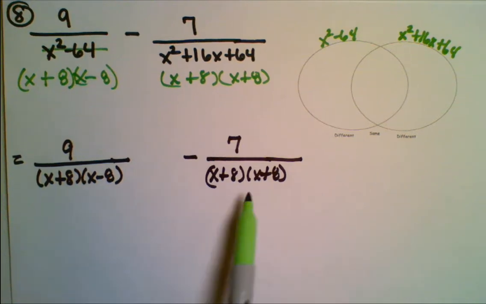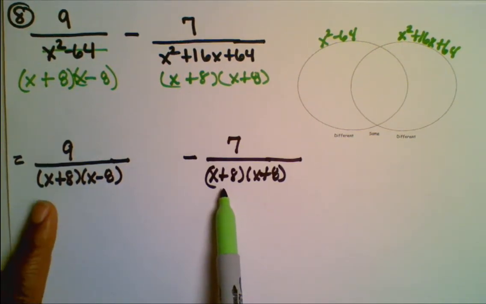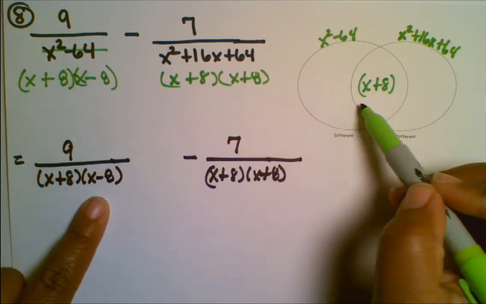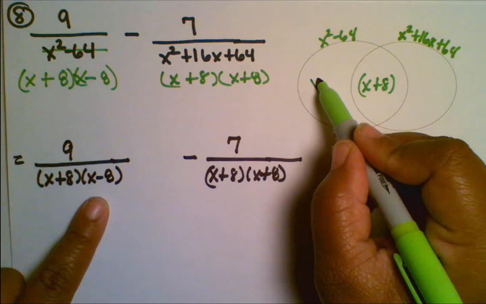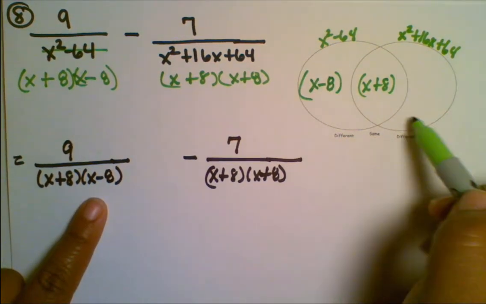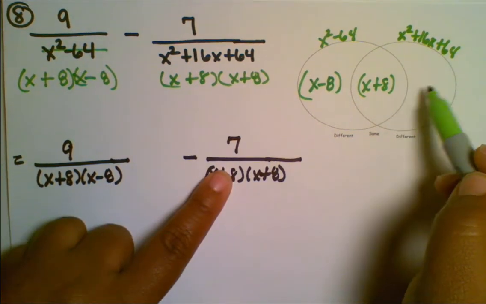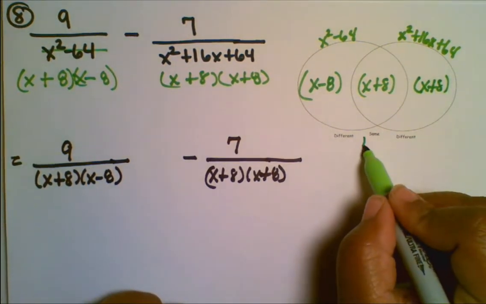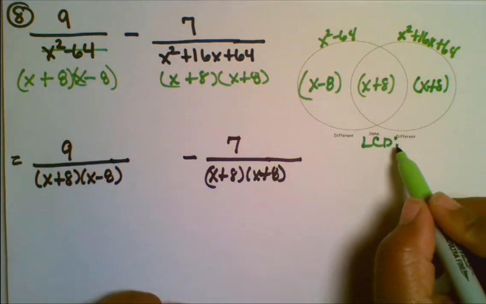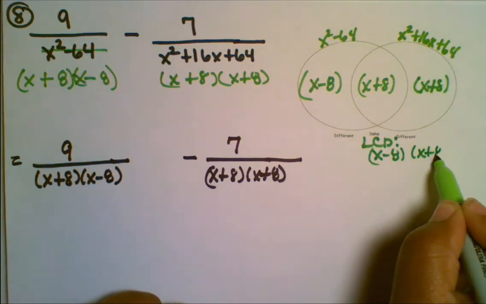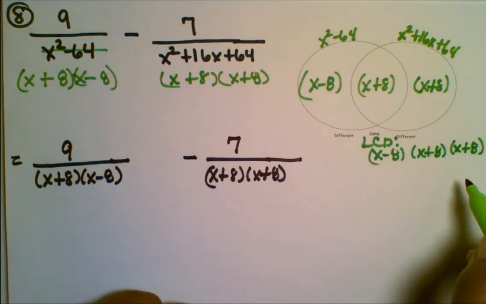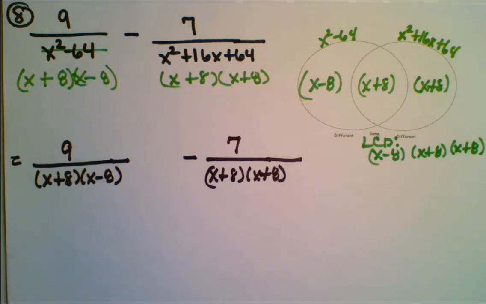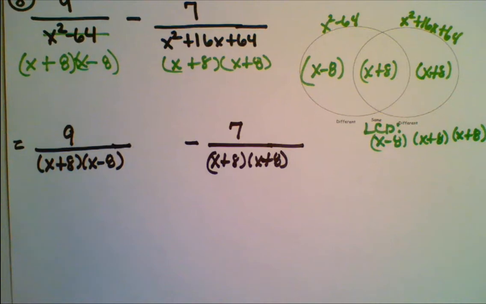LCD, what do you see that's the same? At least we have one set of x plus 8s that are the same. And then for the first fraction, what would make this different would be the x minus 8. And then for the second circle, well, we already have x plus 8. What would make it different from the first fraction will be an additional x plus 8. So our LCD, we have x minus 8 times x plus 8 times x plus 8. Yes, we have x plus 8 twice. And we'll talk about how we're going to write that LCD out later on towards the end of the example.